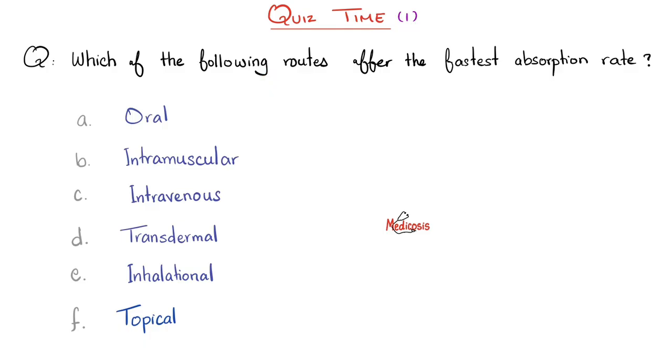Quiz time. Which of the following routes of administration offer the fastest absorption rate? Is it A, oral, B, intramuscular, C, intravenous, D, transdermal, E, inhalational, or F, topical? Please pause the video and let me know the answer in the comments. Some of you said, easy, medicoses, of course intravenous.